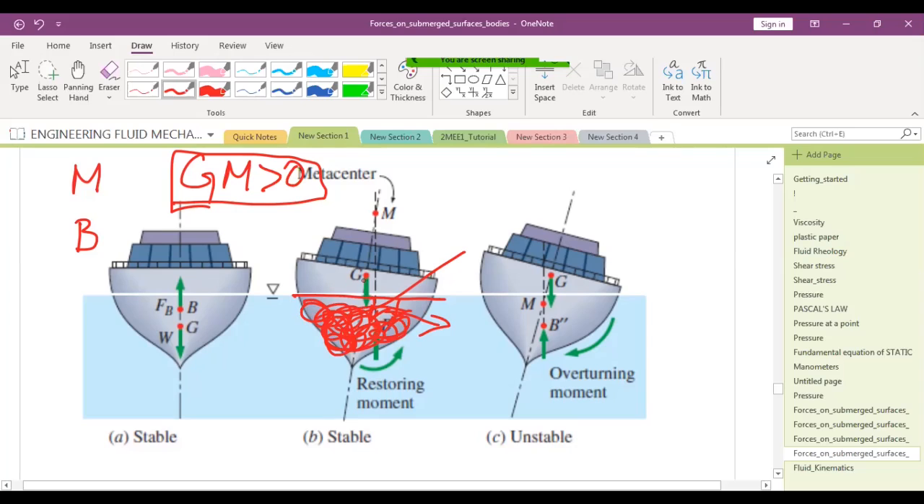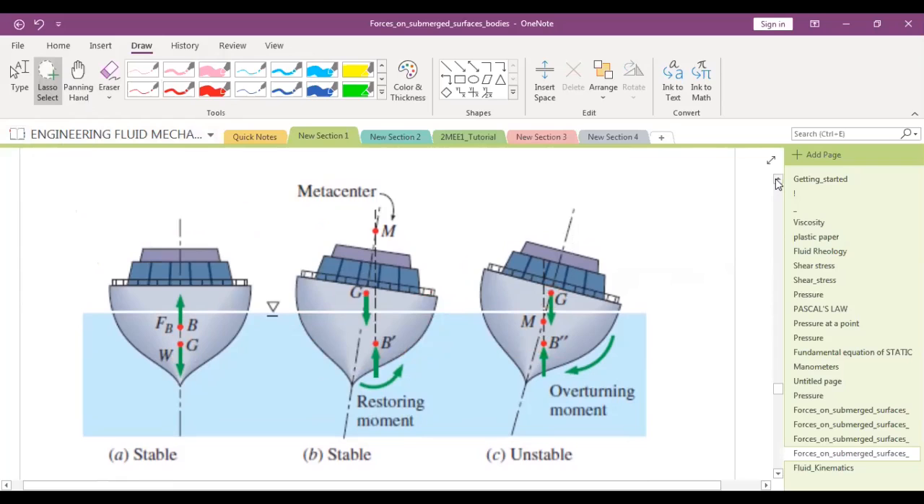Otherwise, and that ensures that G is a little bit lower, because in this case, if G would have been somewhere here, then also this would have been stable. Because we don't have that much control over B, we can control actually G. So always try to reduce the height of G. The lower the location of G, the better is the stability. Are you clear? Any doubts to anyone?